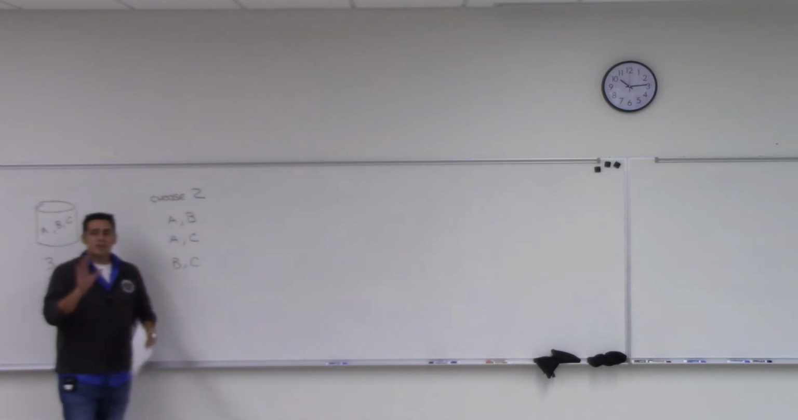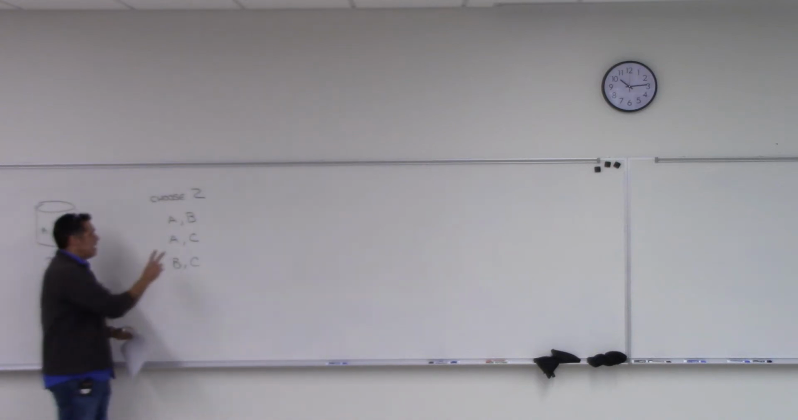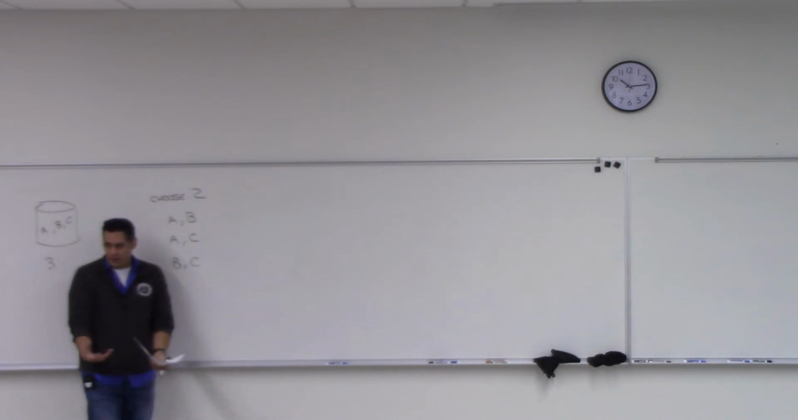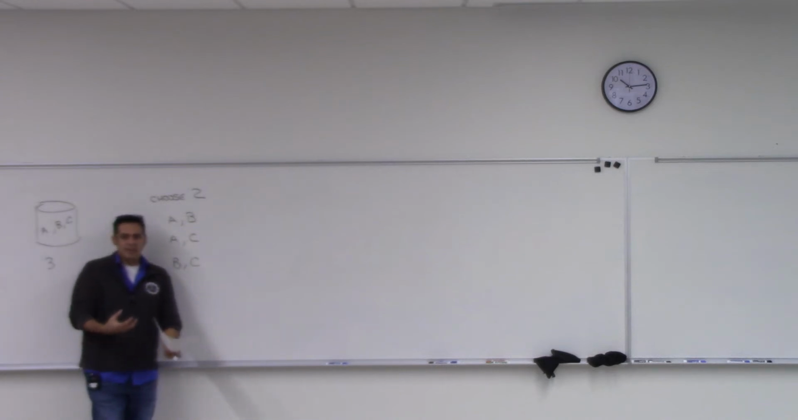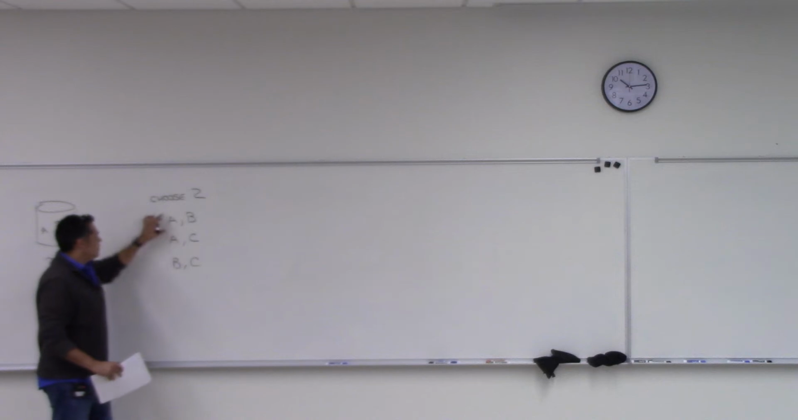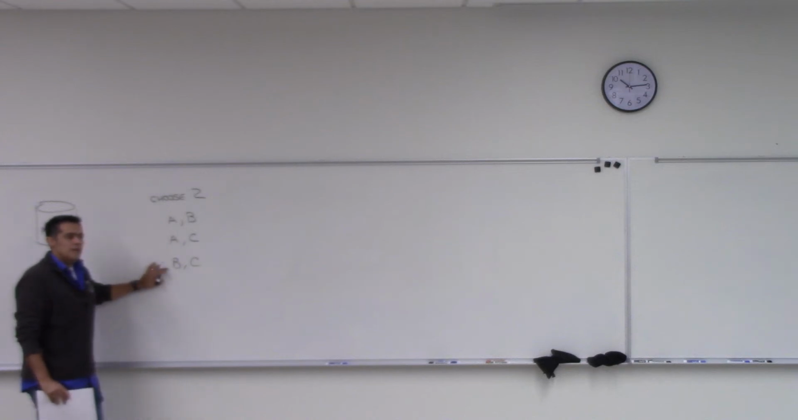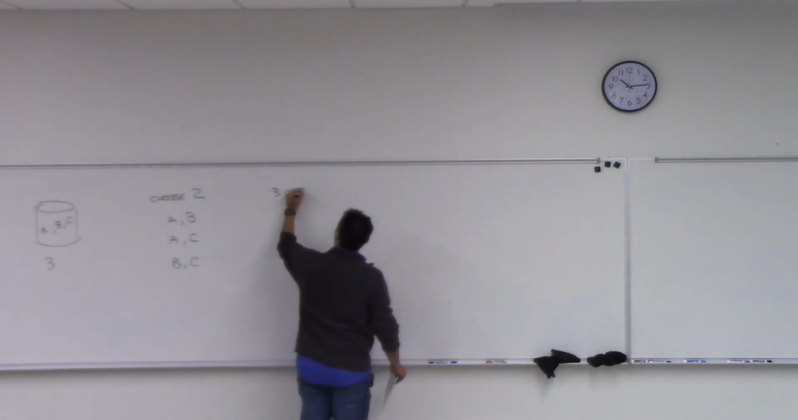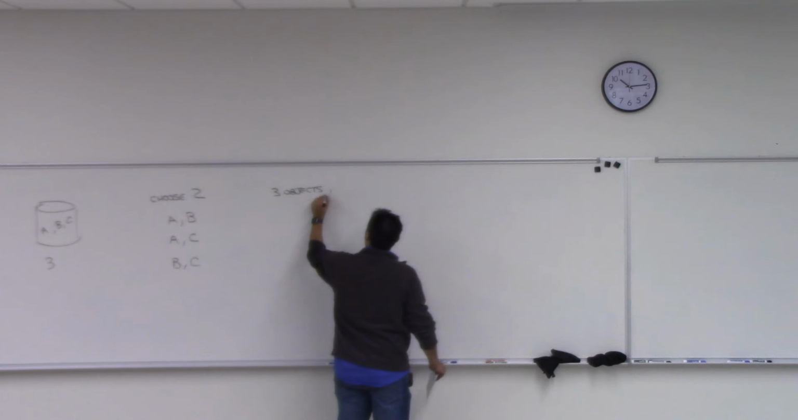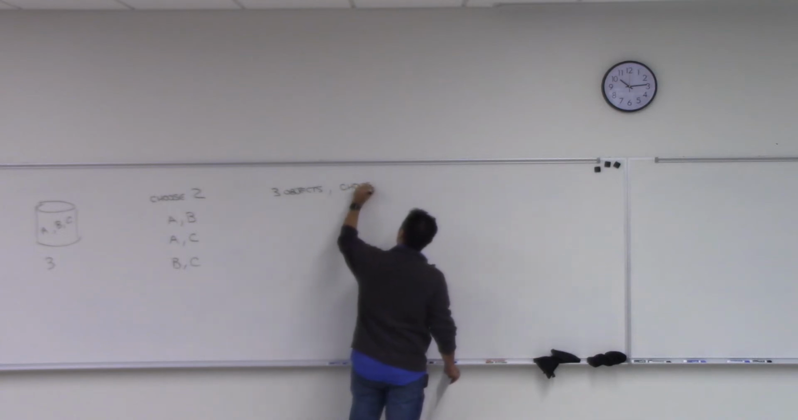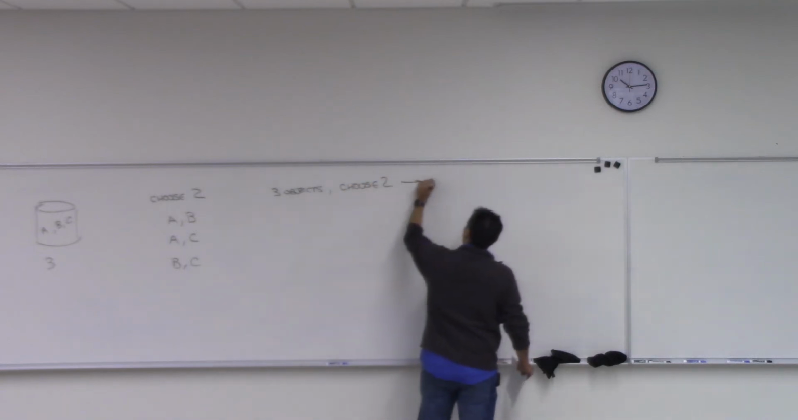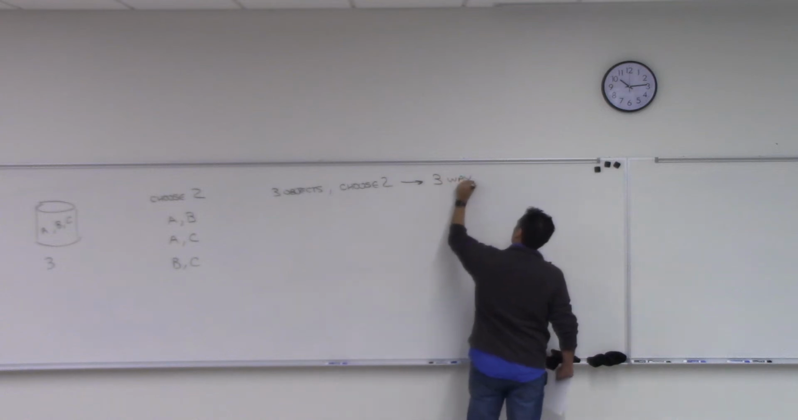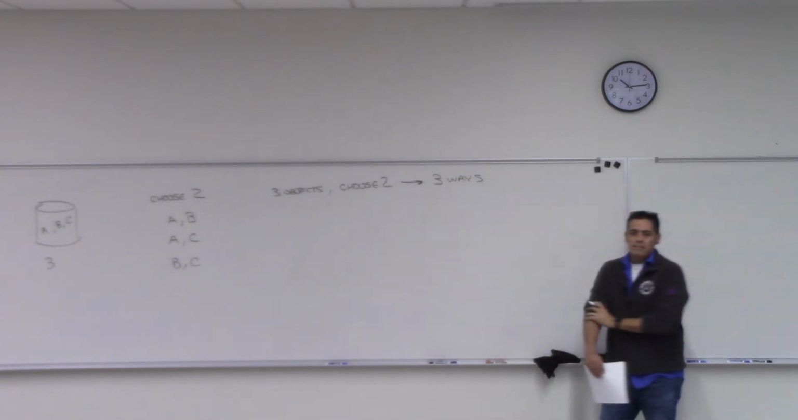Now, if I'm not concerned about the order, if I don't care about the order of these, then having A and B is the same as having B and A. Then this would be the only three outcomes. So if I have three objects and I choose two, there's three ways this can happen.